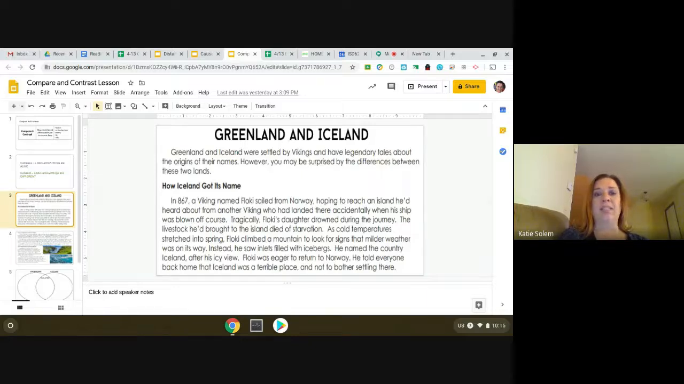In 867, a Viking named Floki sailed from Norway, hoping to reach an island he'd heard about from another Viking who had landed there accidentally when his ship was blown off course. Tragically, Floki's daughter drowned during the journey. The livestock he'd brought to the island died of starvation. As cold temperatures stretched into spring, Floki climbed a mountain to look for signs that milder weather was on its way. Instead, he saw inlets filled with icebergs.